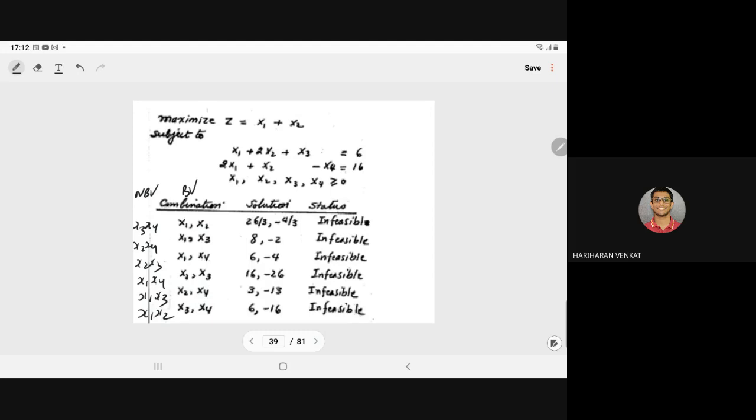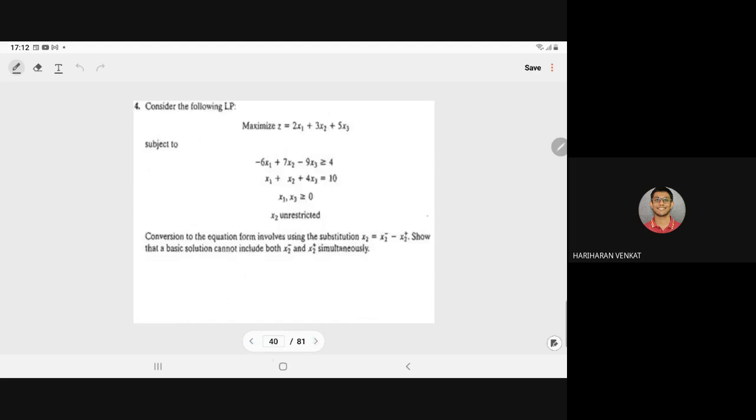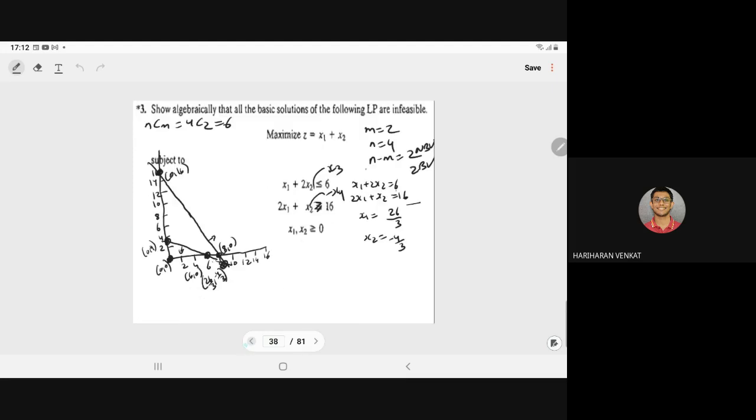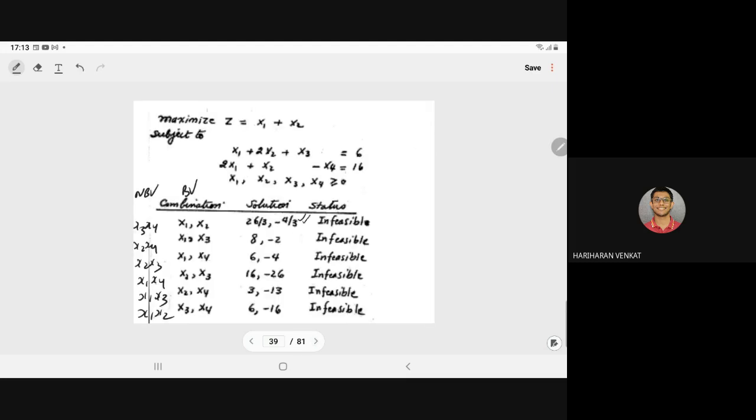So when we put x3 x4 as 0, here you have two equations. From the two equations you will get the solution: x1 is equal to 26 by 3, x2 is equal to minus 4 by 3. So here we have the solution.